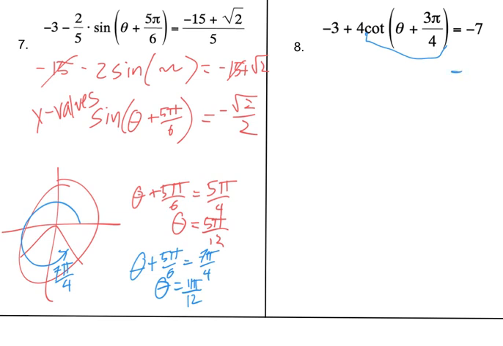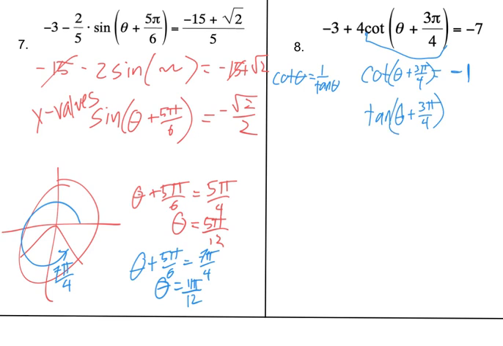For the last one, we've got cotangent, and I'm going to add 3 to both sides and divide by 4. That gives us negative 1 is equal to cotangent of theta plus 3 pi over 4. I don't deal well thinking in cotangent. I also know that cotangent of theta is equal to the reciprocal of tangent of theta. So I'm going to take the reciprocal of both sides. And tangent of theta plus 3 pi over 4 is the reciprocal. The reciprocal of negative 1 is negative 1.